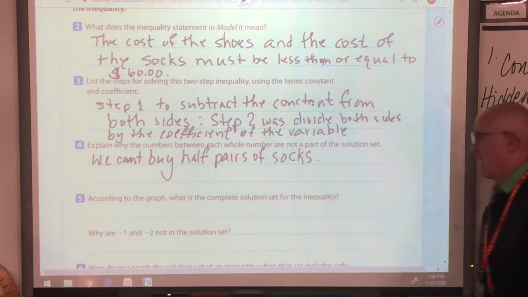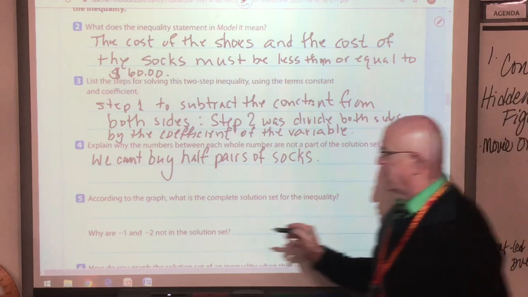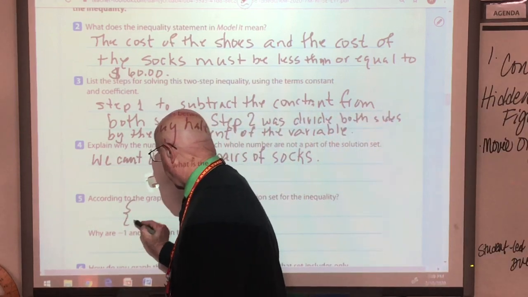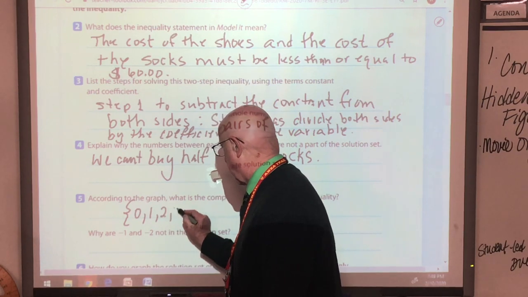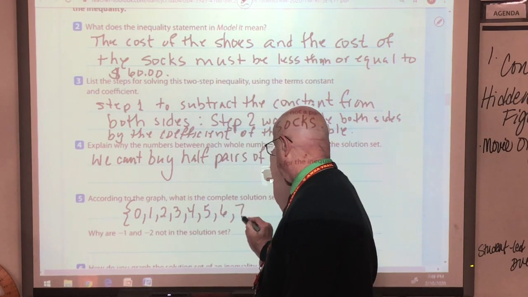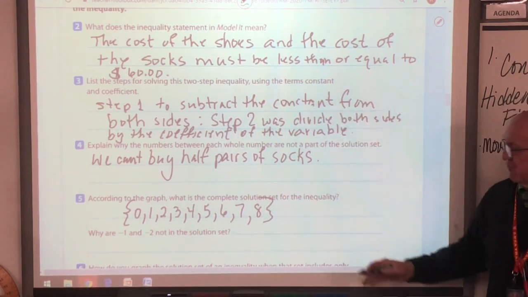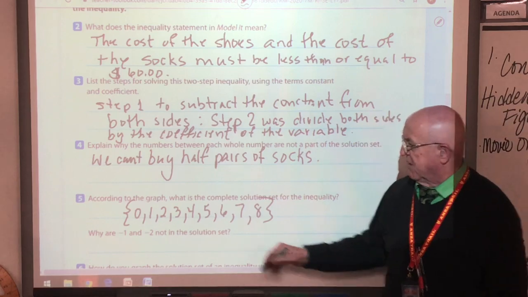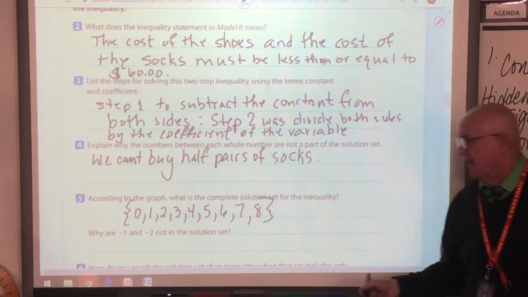Okay? And according to the graph, what is a complete solution set? So you write that, you do a braces, right? And then you just list the numbers with commas between them. And then close with another brace. So our solution set, according to the graph, is 0, 1, 2, 3, 4, 5, 6, 7, 8.